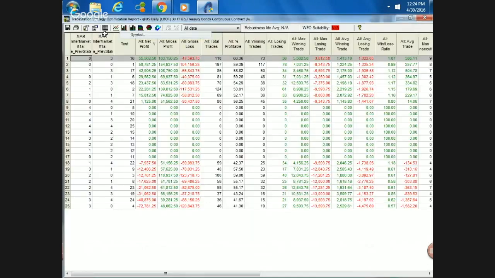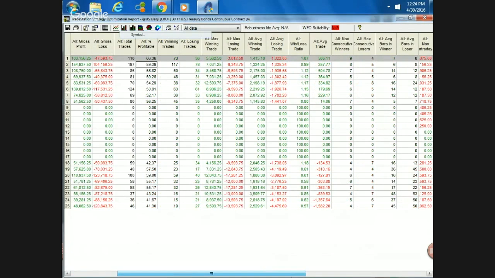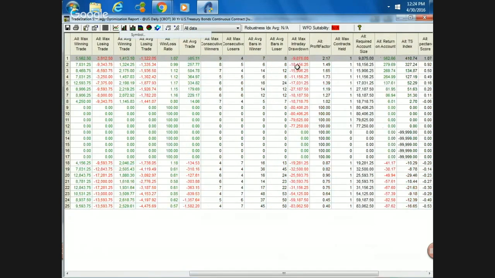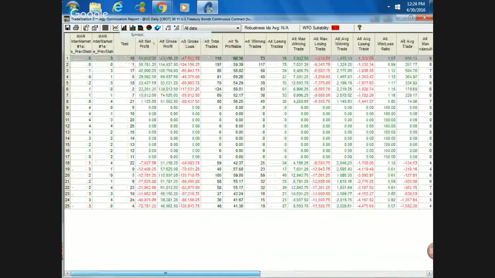So we optimize this, and what we see here is our previous state being 0 makes $50,000. That's our traditional intermarket divergence. That's the same thing you can get with just the Intermarket Divergence Pro. And that's 59% winners. Not bad. Max drawdown of 18,000, and we see the number of trades is 197.